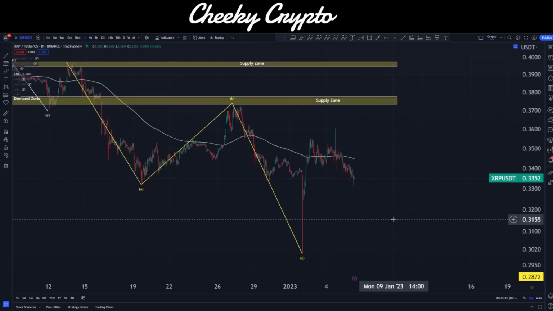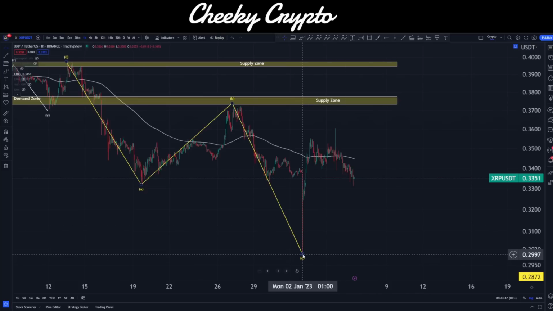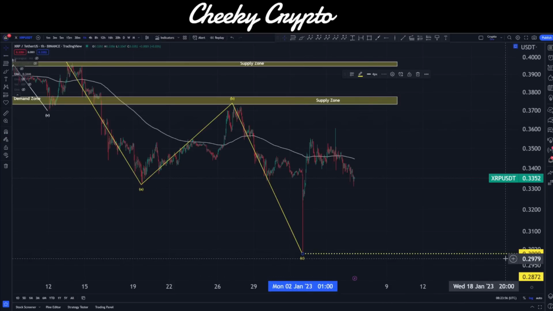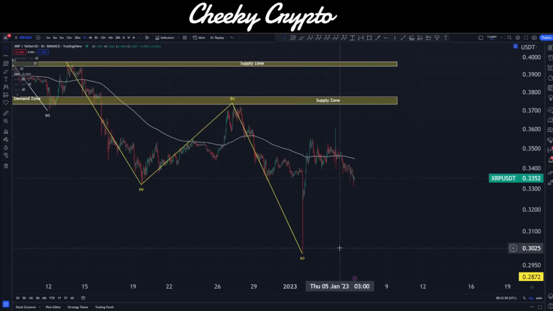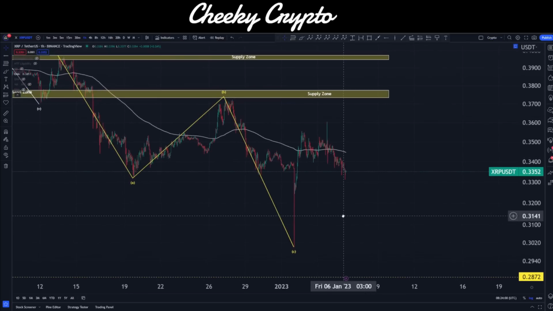XRP paired up with USDT on the hourly chart, and Binance is our data source. As you can see here, we completed this low point coming down into the C wave low. This is approximately 30 cent. I think it's exactly 30 cent, because I did have a buy order at 30 and it got filled. Yeah, it's exactly 30 cent here. Binance does a lot of things to the penny.